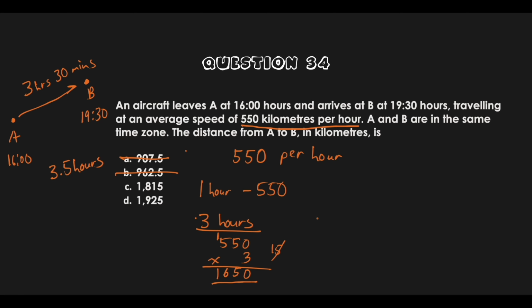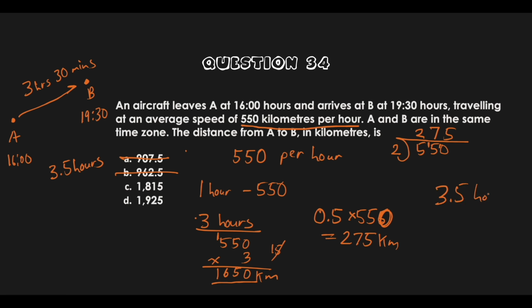Now we need to figure out the other half. So half of 550. Another way of thinking of it is dividing 550 by 2. So 2 into 5 goes twice, remainder 1. 2 into 15 goes 7 times, remainder 1. 2 into 10 goes 5 times. It's going to be 275. Okay. So now to figure out the full 3.5 hours, we need to add these two.